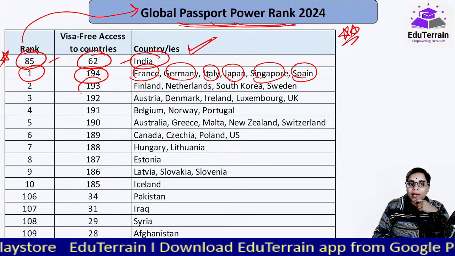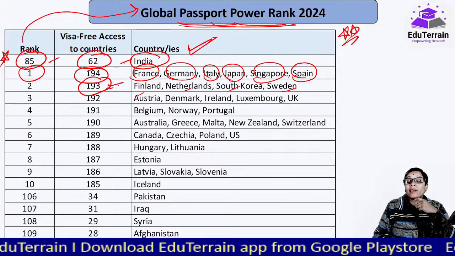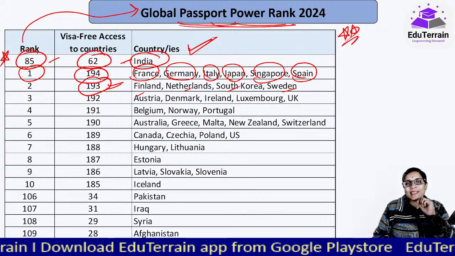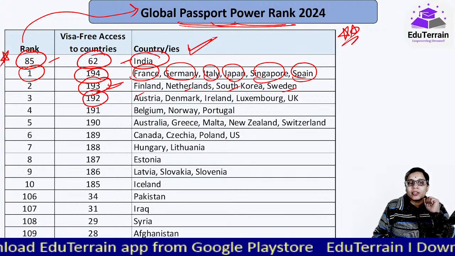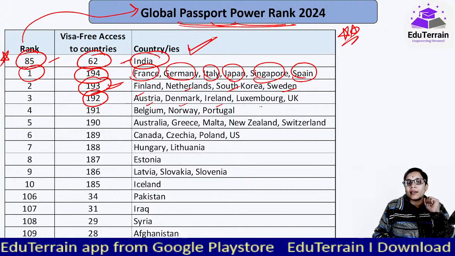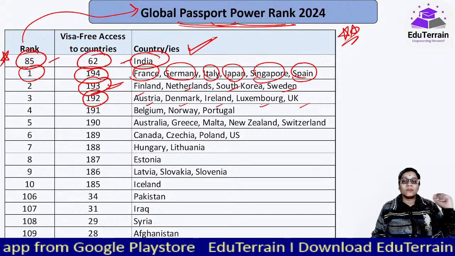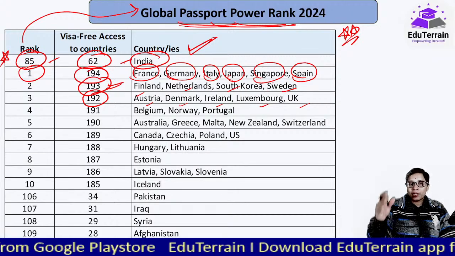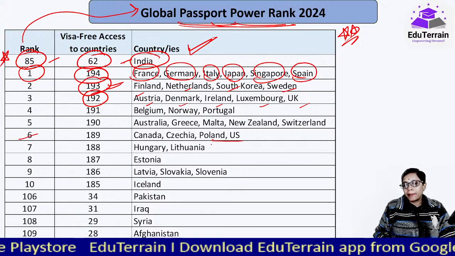Okay, so second rank goes to Finland, Netherlands, South Korea and Sweden, with 193 countries, just one country behind. The third rank is Australia, Denmark, Ireland, Luxembourg and UK. And US falls at 6th rank.